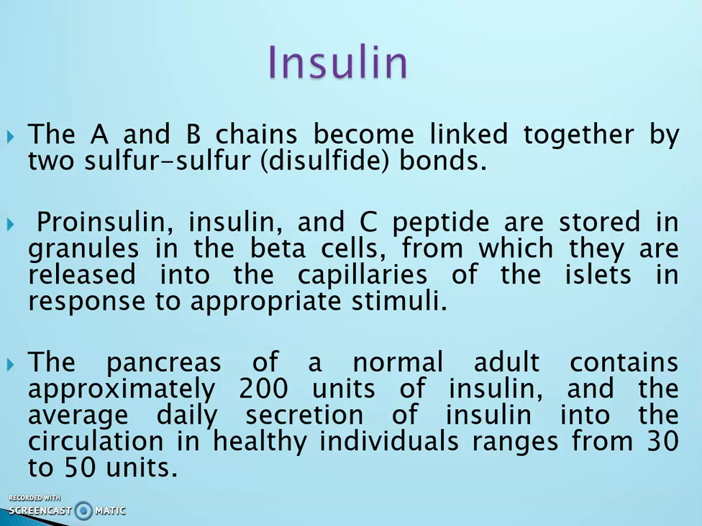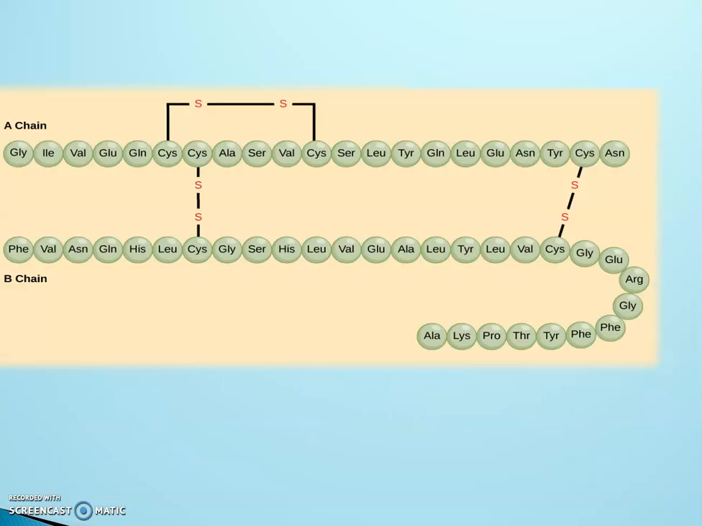Actually, the pancreas of a normal adult contains 200 units of insulin. It is highly efficient for a normal individual. A normal individual only requires 30 to 50 units of this insulin to control blood sugar level.